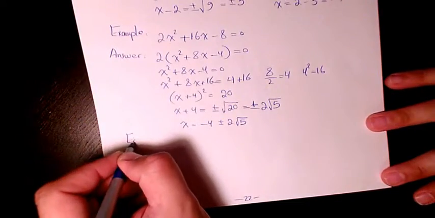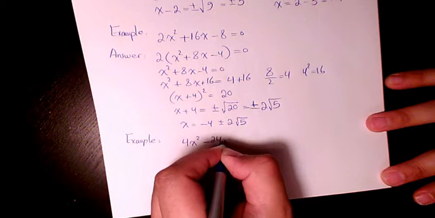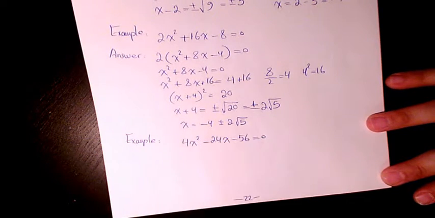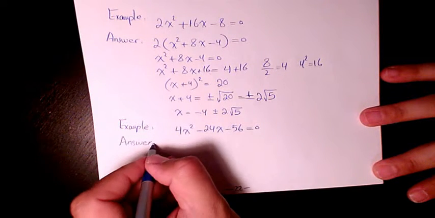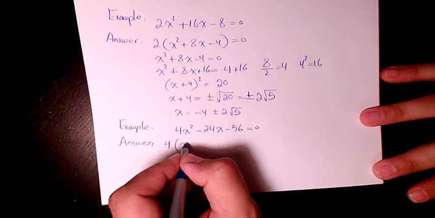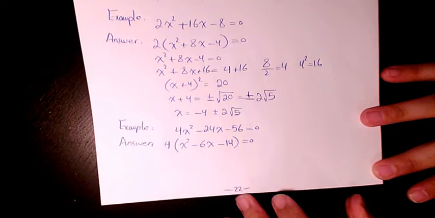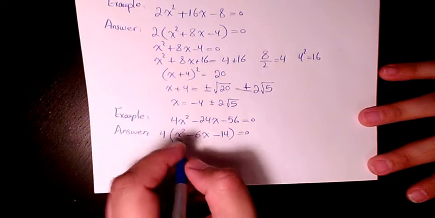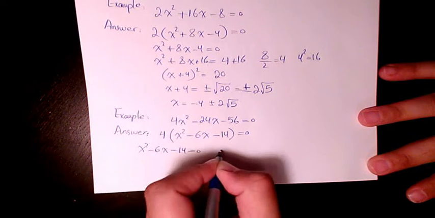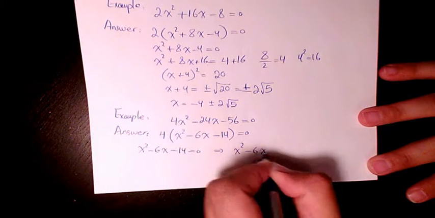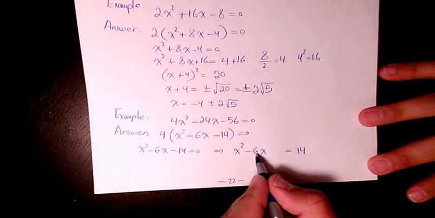Next example. 4x squared minus 24x minus 56 equals 0. If you factor 4 out, it's going to be x squared minus 6x minus 14 equals 0. So that will be x squared minus 6x minus 14 equals 0, or x squared minus 6x equals positive 14. So negative 6 divided by 2 is negative 3.